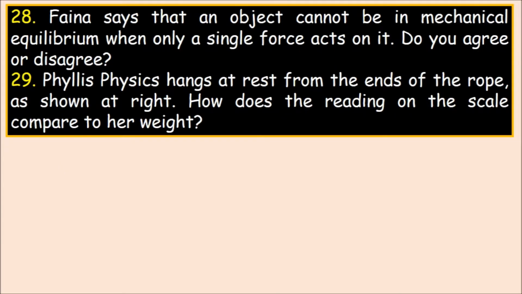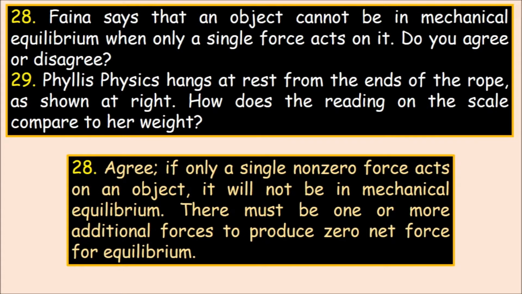Faina says that an object cannot be in mechanical equilibrium when only a single force acts on it. Do you agree or disagree? I agree. If only a single non-zero force acts on an object, it will not be in mechanical equilibrium. There must be one or more additional forces to produce a 0 net force for equilibrium. So I would absolutely agree. You need more than one force, otherwise no dice.